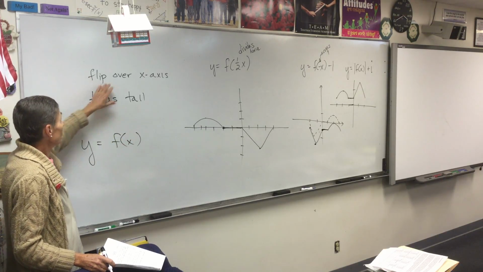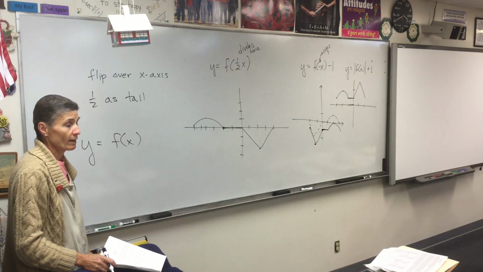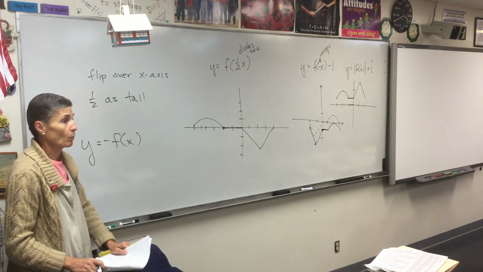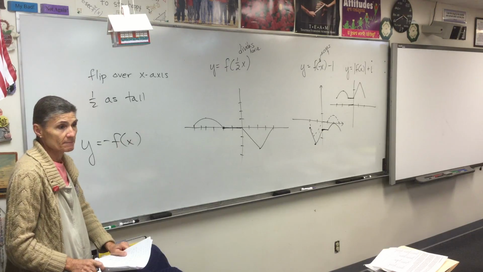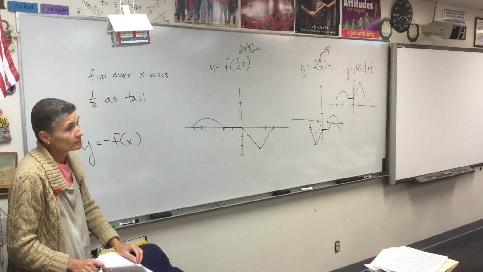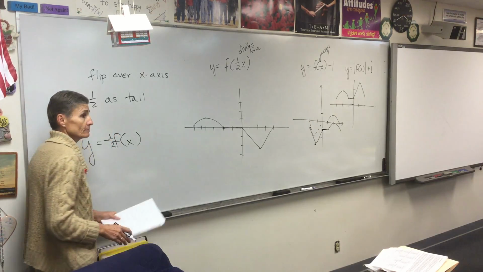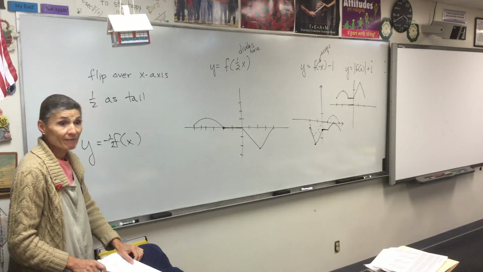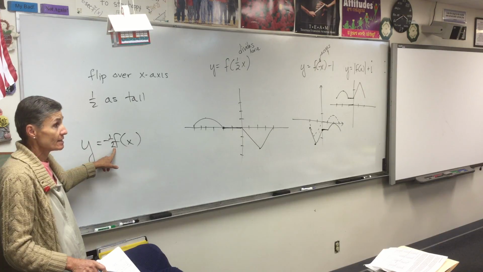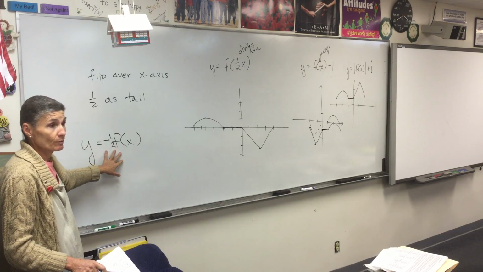All right, what will flip you over the x-axis? A negative. A negative where? Out in front. That's gonna flip you upside down, which is what happened in this problem. That flipped us upside down. Now what's gonna make you half as tall? 1/2 outside. A 1/2 outside here. That would make you half as tall because that number multiplies the height, the vertical. There's your equation right there.